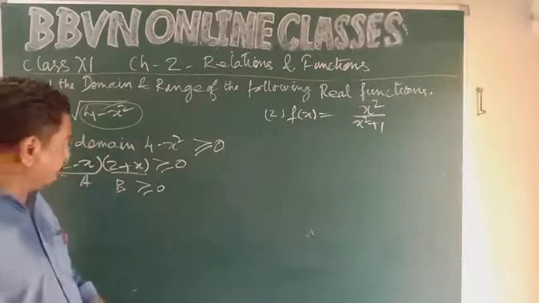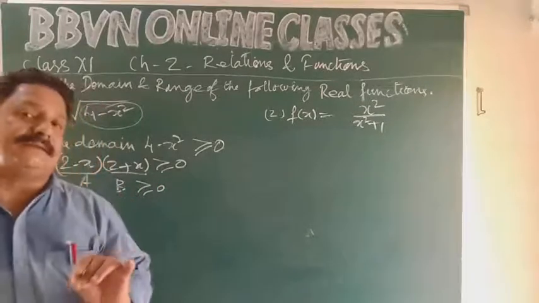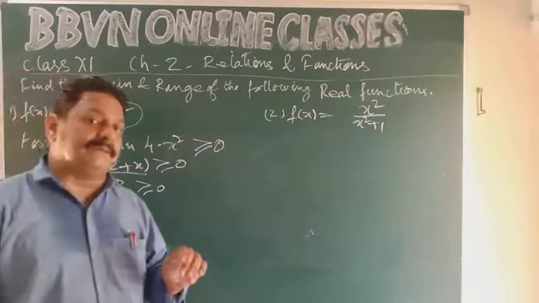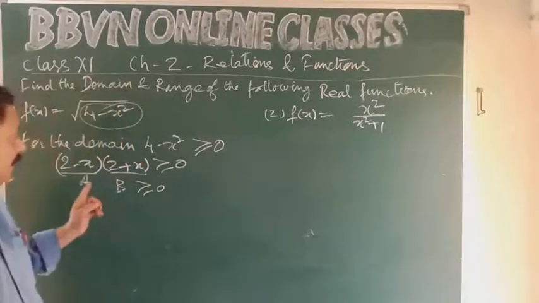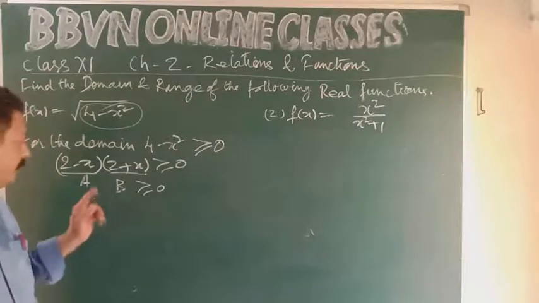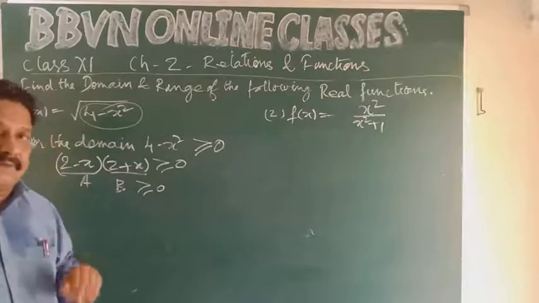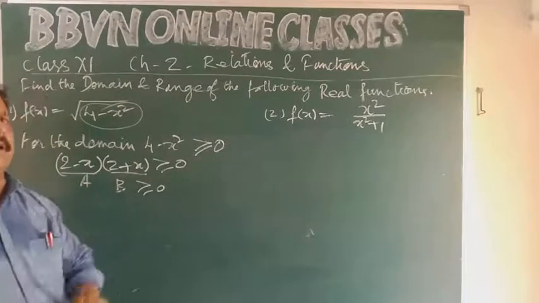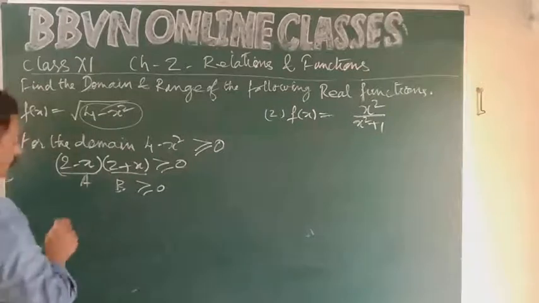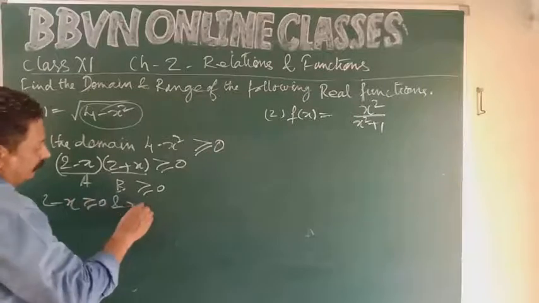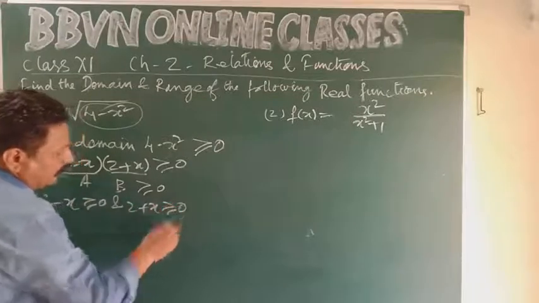What does it mean? The product of two terms is greater than or equal to 0, non-negative. It is possible if and only if both of them are positive or both of them are negative, or at least one of them can be 0. So 2 minus x greater than or equal to 0 and 2 plus x greater than or equal to 0.